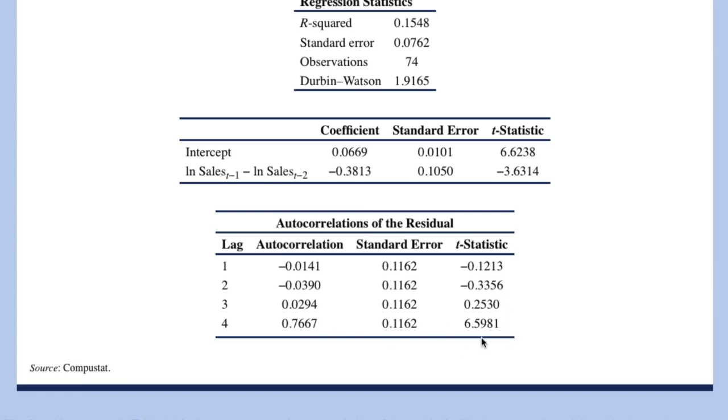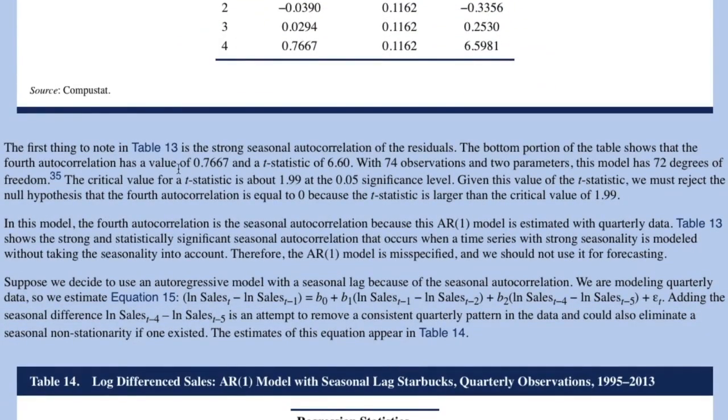Here it happens in the 4th quarter, so we would expect to see it there. If you're only seeing it in one and it matches up with the seasonality, you'd want to add a seasonal lag, run it again, and see if you get rid of that. So let's see what the result here is. First thing to note is the strong seasonal autocorrelation of the residuals. The bottom portion of the table shows that the 4th autocorrelation has a value of 0.7667 and a t-stat of 6.6. With 74 observations and 2 parameters, this model has 72 degrees of freedom. Critical value is about 1.99. Given this value, we must reject the null that the 4th autocorrelation is equal to 0. So we know that we have significant autocorrelation here.